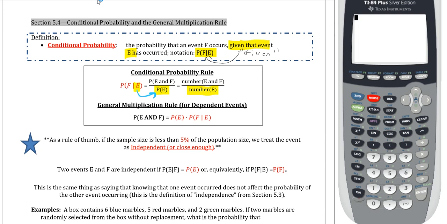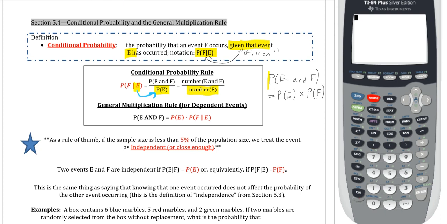Talking about the conditional probability will allow us to deal with also the general multiplication rule. If you remember, we had the multiplication rule before for independent events. We had the probability of E and F as the probability of E times the probability of F. We simply multiply those together.